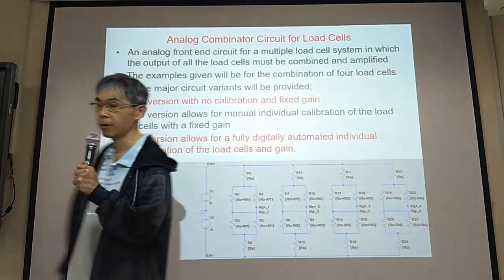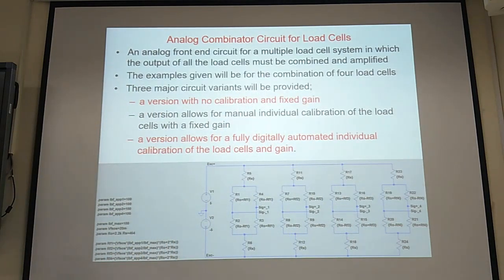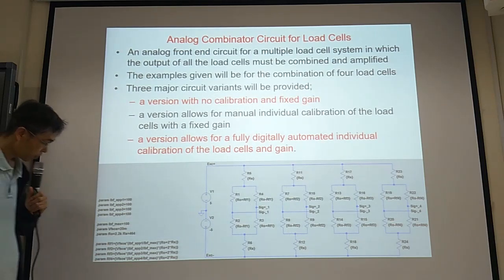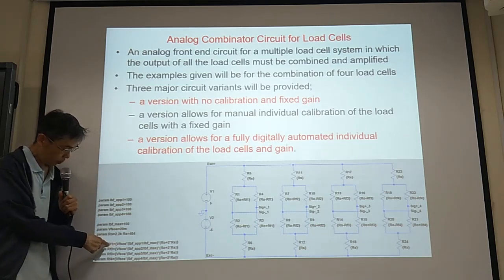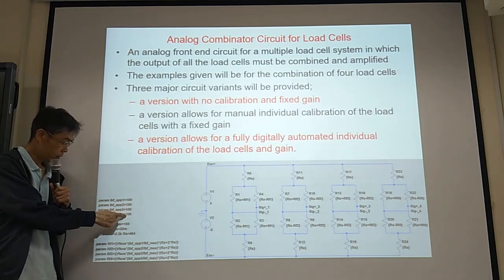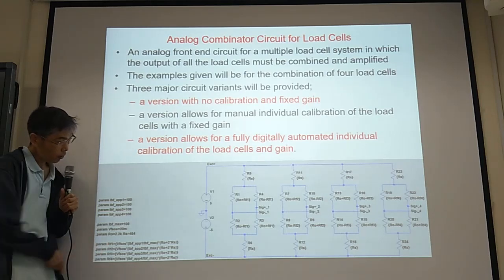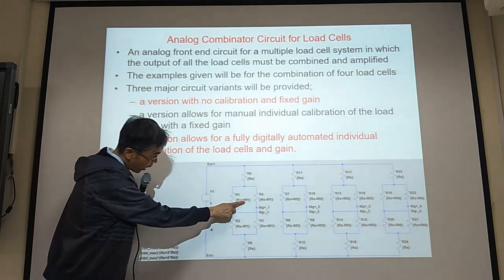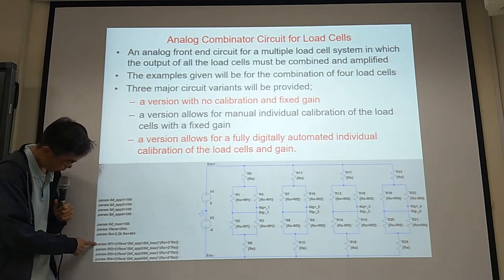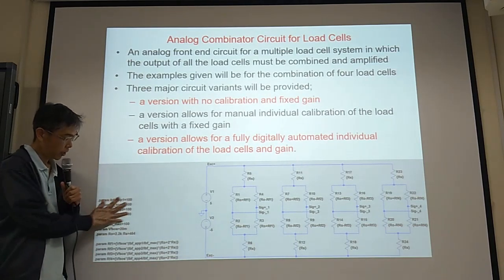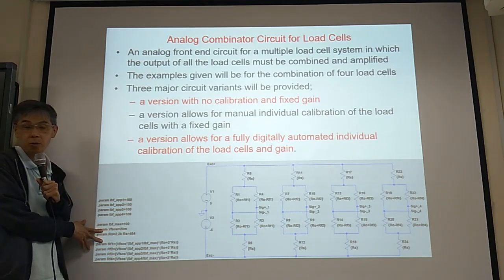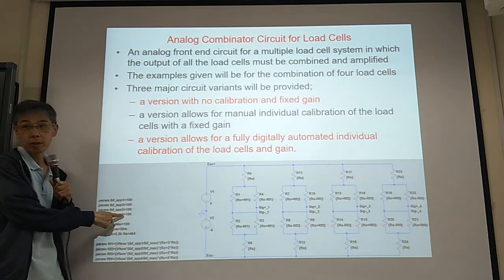So for each case, we need to calculate the resistance change due to the load. So we have 4 RR1. We got 1, 2, 3, 4. So these are used to calculate the resistance change due to the load.